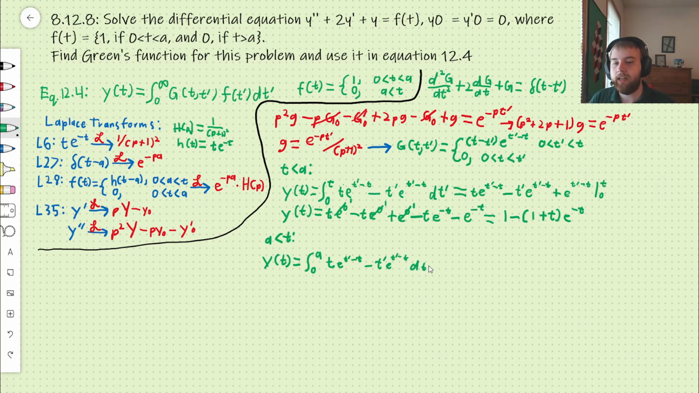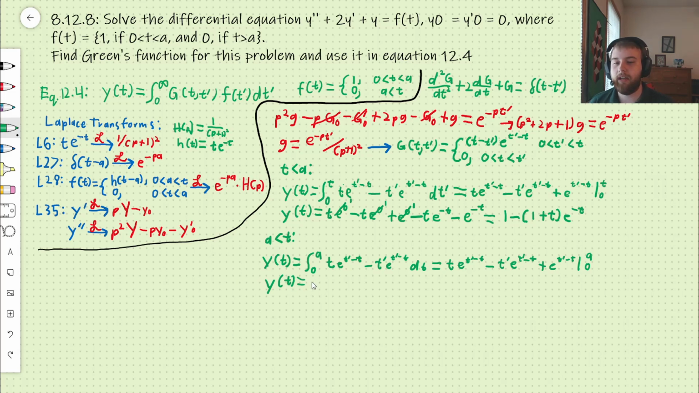So dt, this next step is also the same. Just copying it down again. Well, this step is almost the same, I should say, because the numbers we plug in are 0 to a now instead of 0 to t. So this is where things get different.